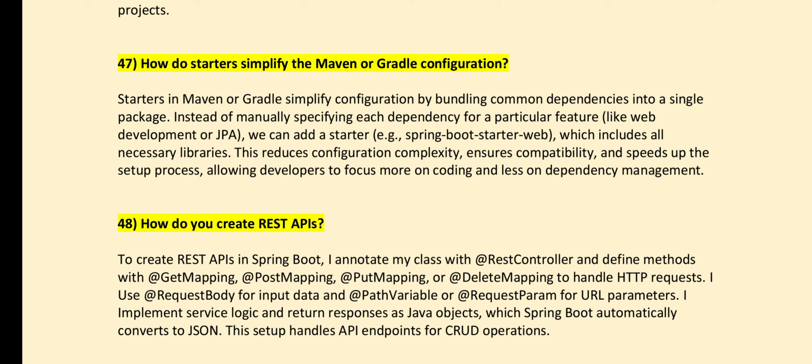How do you create REST APIs? To create REST APIs in Spring Boot, I annotate my class with @RestController and define methods with @GetMapping, @PostMapping, @PutMapping, or @DeleteMapping to handle HTTP requests. I use @RequestBody for input data and @PathVariable or @RequestParam for URL parameters. I implement service logic and return responses as Java objects, which Spring Boot automatically converts to JSON. This setup handles API endpoints for CRUD operations.